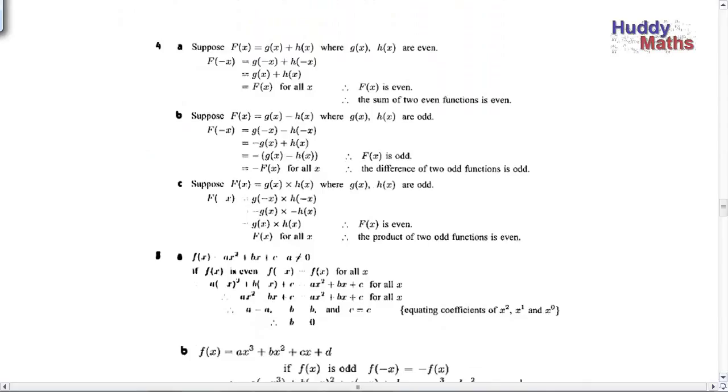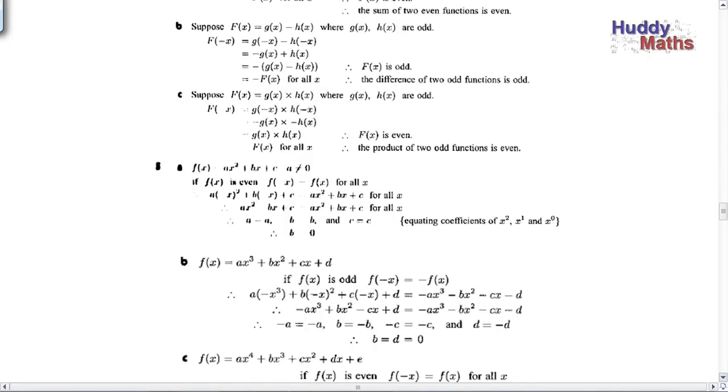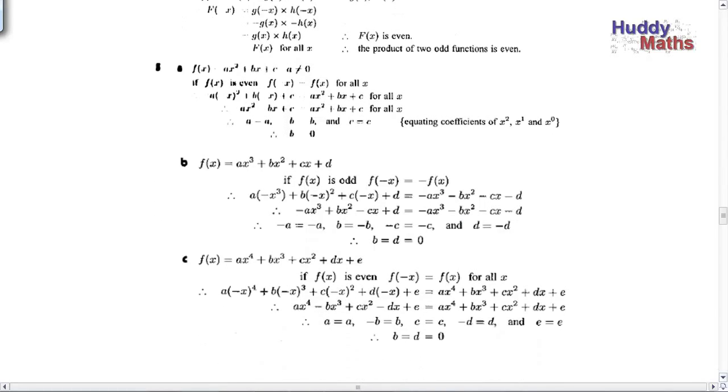So question 4, A, B and C, and 5, A, B and C. Right, some little proofs there. That's a little bit harder, those last little bits there. All right, so that's all we're going to do on odd and even functions. I think you get the idea.